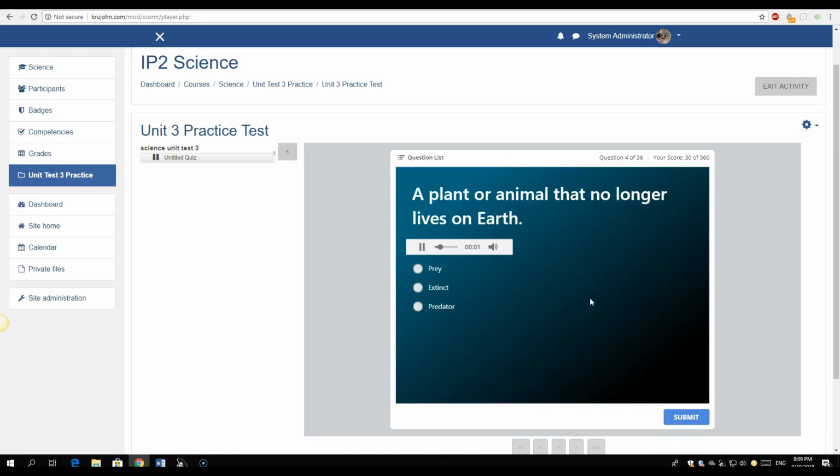A plant or animal that no longer lives on Earth. Alright, this is extinct. They are no longer on this earth, they are extinct. Some examples are dinosaurs, the dodo bird. They are extinct.